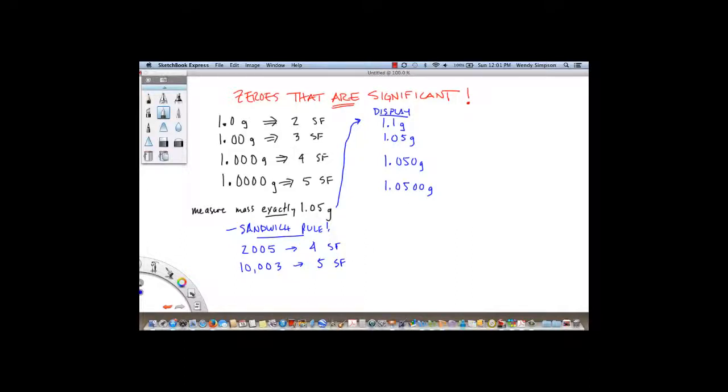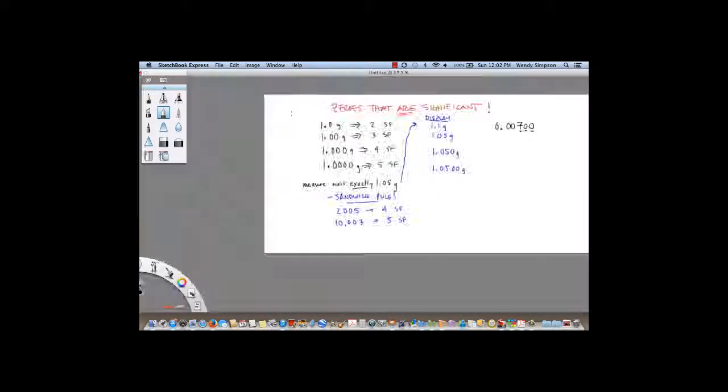If we take a look at some other decimal numbers, let me go back to black here. 0.00700. How many significant figures does this have? In this case, the zeros that are trailing the decimal and the non-zero, as I said before, are the only significant ones. So this example has three significant figures, or 0.00001. This example only has one significant figure.